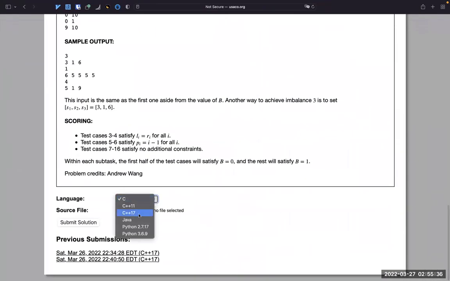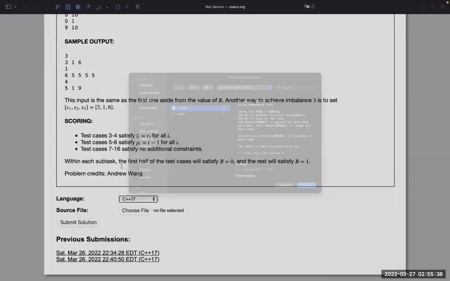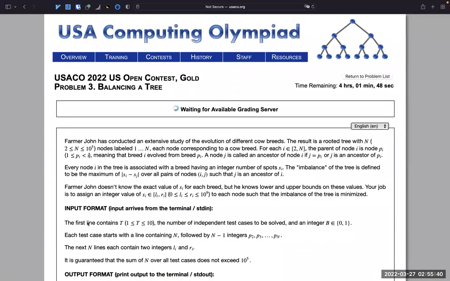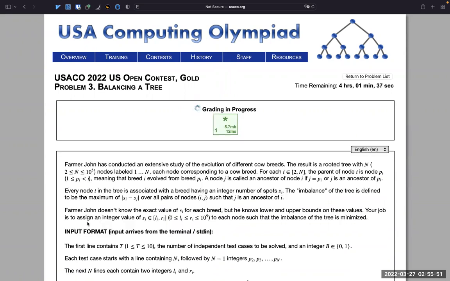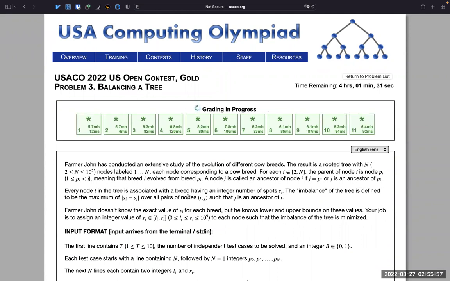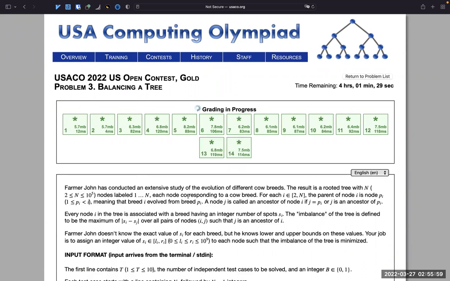Let's try submitting this and cross our fingers. It's a good sign. Okay. Seems to be going well. And it runs in plenty of time.